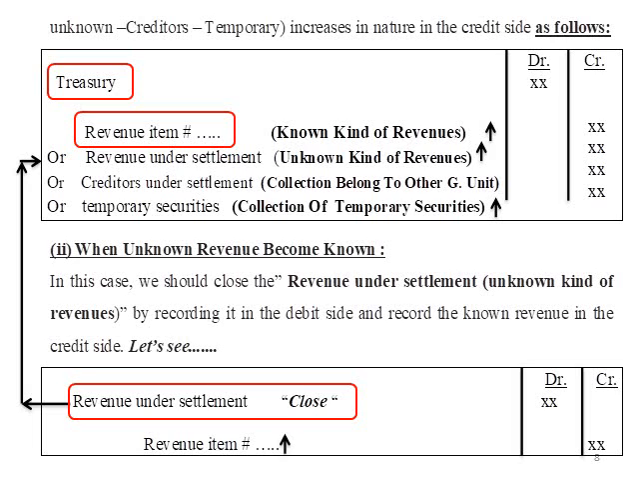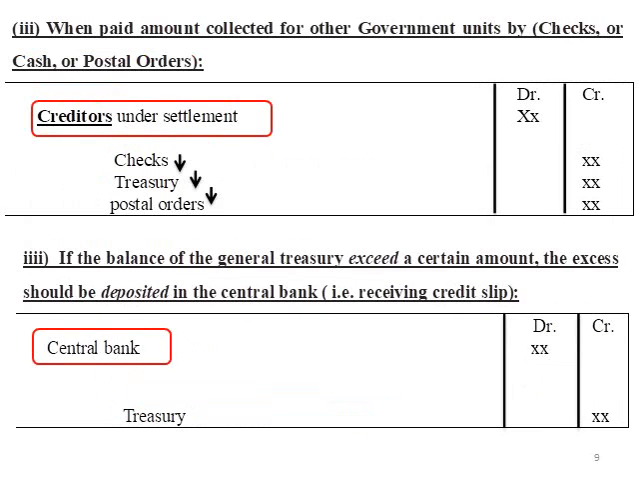In this case, we close revenue under settlement from up there, like this arrow indicates. So we take revenue under settlement and close it in the debit side and open known revenue item in the credit side. So we completed another case: first one when you collect the revenues, second case if the unknown revenue becomes known, what will happen? We will close revenues under settlement in the debit side and open new revenue item as a known side.